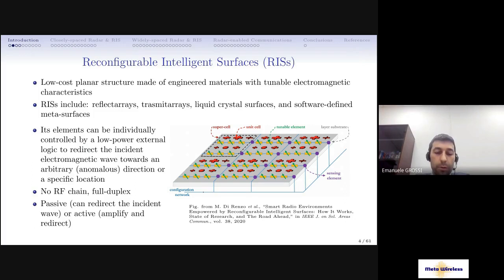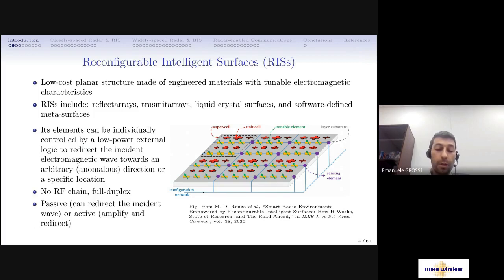Current implementations include reflect arrays, transmit arrays, liquid crystal surfaces, and software-defined metasurfaces. The elements of an RIS can be individually controlled by a low-power external logic to redirect the incident electromagnetic wave towards an arbitrary, I would say anomalous, direction, or towards a specific location. So this focusing mechanism resembles that of a phased array and can enhance the signal reception at the desired destination.